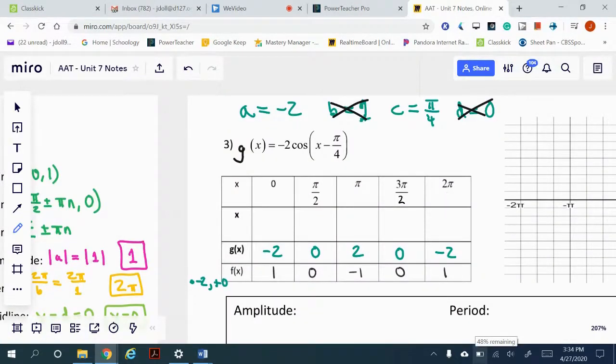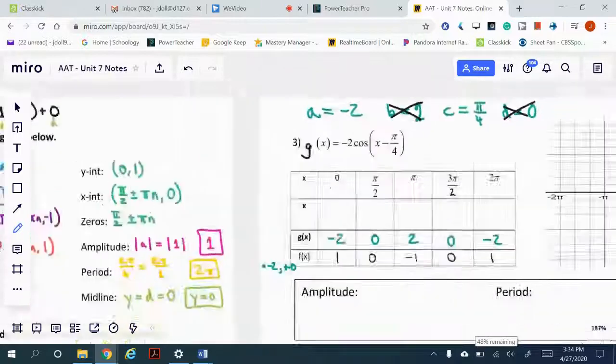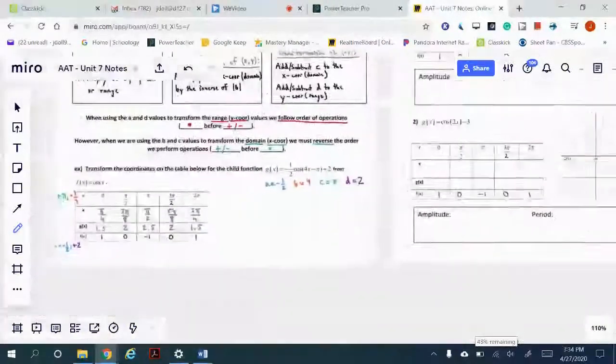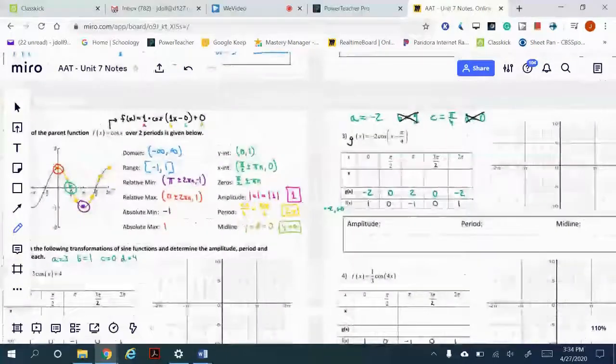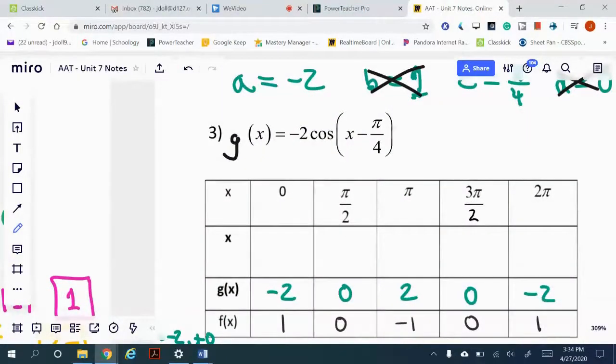Remember, we have to do the reverse order of operations. So just like we did here, we have to deal with adding or subtracting C first and then multiplying by the 1/4. So I'm going to add pi over 4 and then, just to show you, times 1, even though it won't change anything.